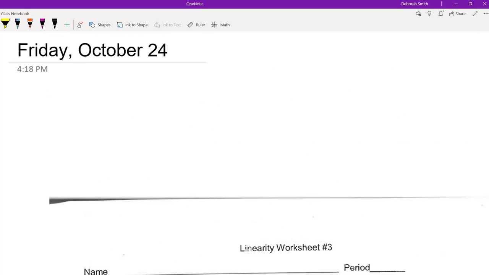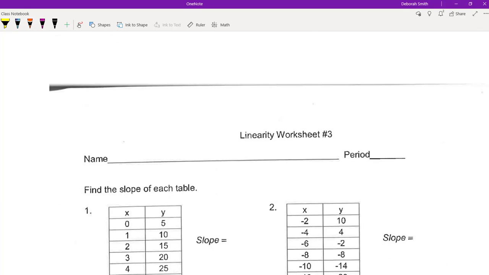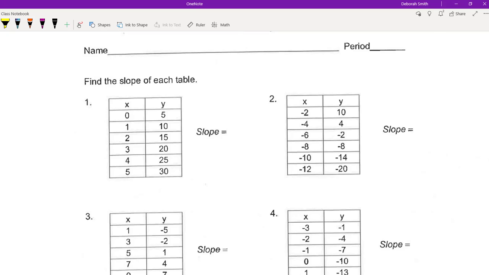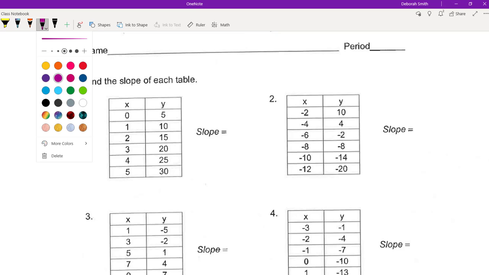So it's Friday, October 24th, and you guys have taken a quiz on Unit 3 in the first 7 lessons. So now you've got this worksheet sitting in front of you, and it's asking you to find the slope from the table. So you've done this a little bit, but probably not enough, so we just need to practice it some. So let's do that.